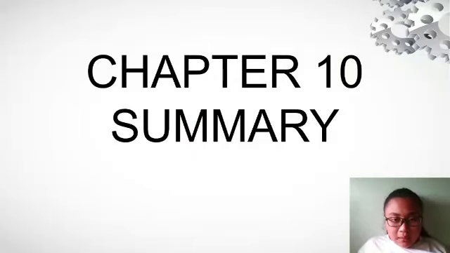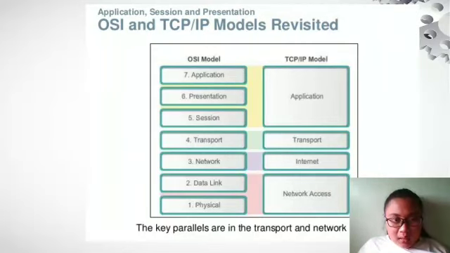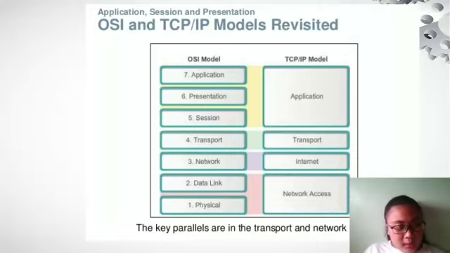Chapter 10 Summary. OSI and TCP/IP models revisited. This figure shows the OSI model and the TCP/IP model. The key parallels are in the transport and network layers.